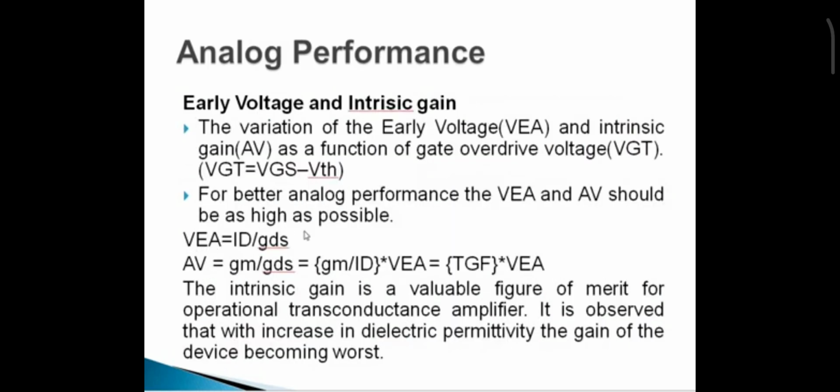Next is the early voltage, VEA. By simply dividing the value of ID, the drain current, by the output conductance, you will find the early voltage curve. Next is the intrinsic gain. Intrinsic gain depends upon GM and GDS. We have already found transconductance and output conductance. By dividing these values one by one, or you can multiply the transconductance efficiency by the early voltage, you find the value of intrinsic gain AV.